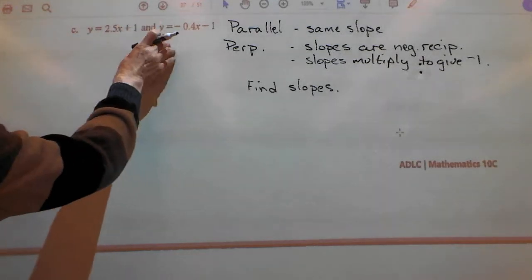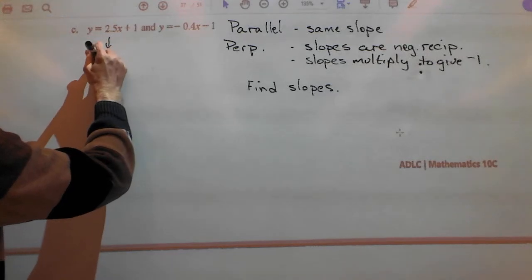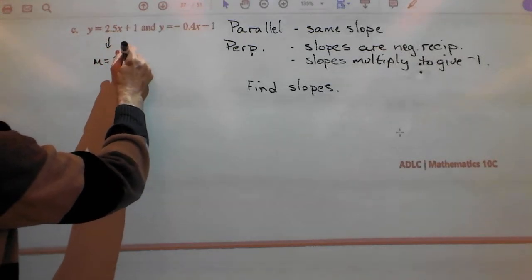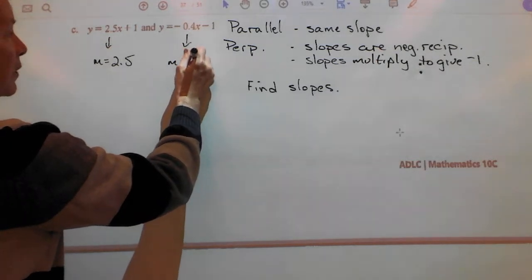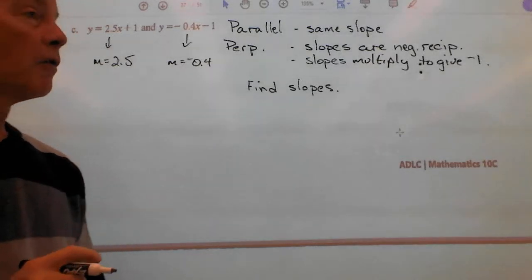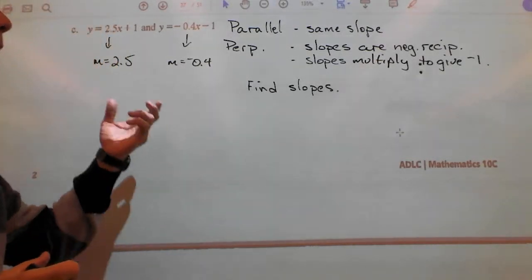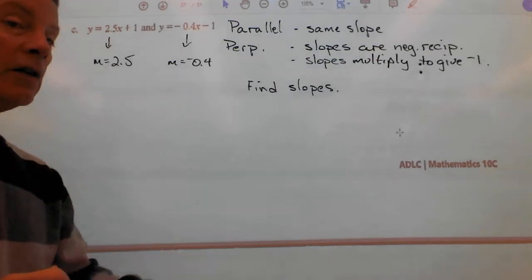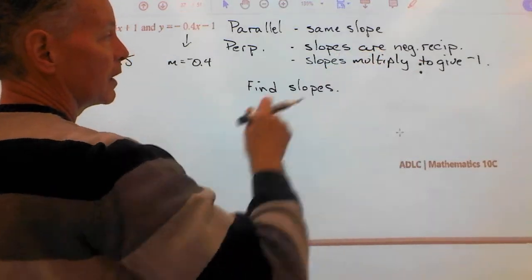Anyways, these are both in slope-intercept form, which means we can just very quickly say the slope of this one is 2.5, the slope of this one is -0.4, okay? So, first of all, obviously not parallel, right? They don't have the same slope. Perpendicular, not as easy to tell just by looking, but remember, we have this test we can apply.